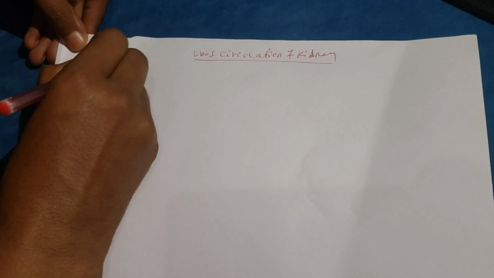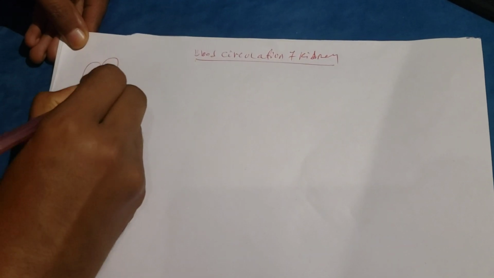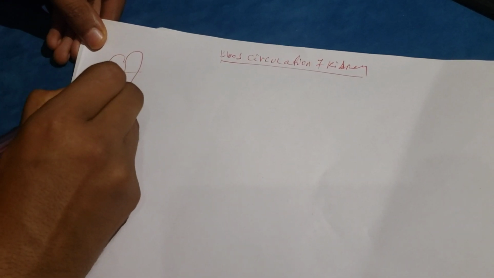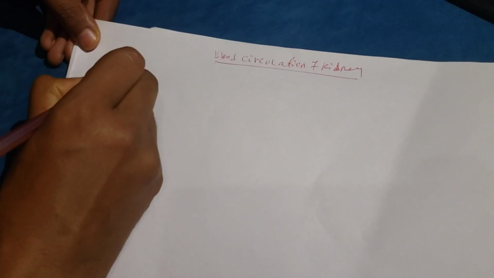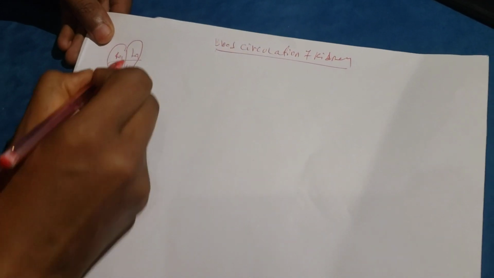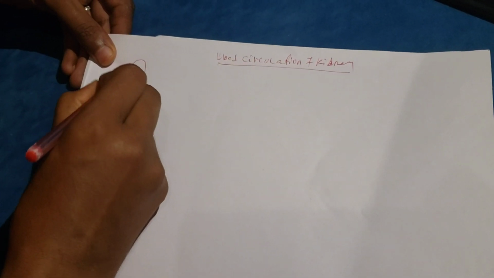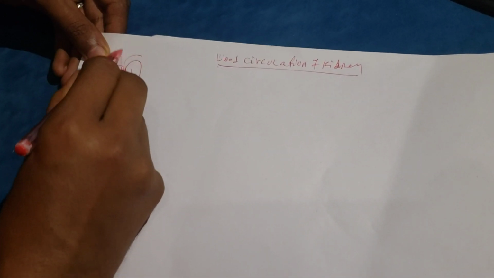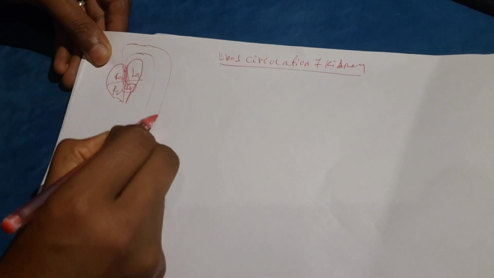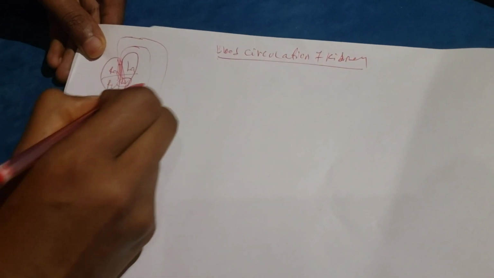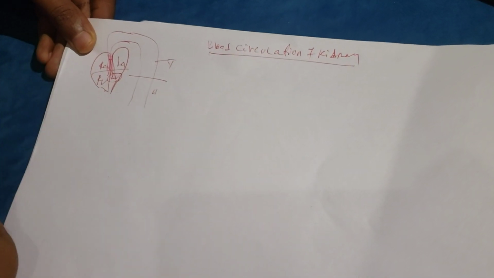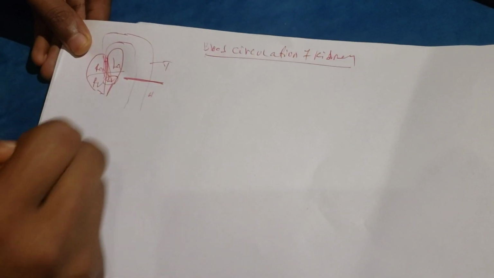There is a heart here. In the heart there are 4 chambers. This is right atrium, this is right ventricle, this is left atrium, left ventricle. From the left ventricle the aorta emerges, and there is the ascending aorta and aortic arch, and also the descending aorta. The descending aorta divides into the thoracic aorta and the abdominal aorta. Below the diaphragm there is the abdominal aorta.